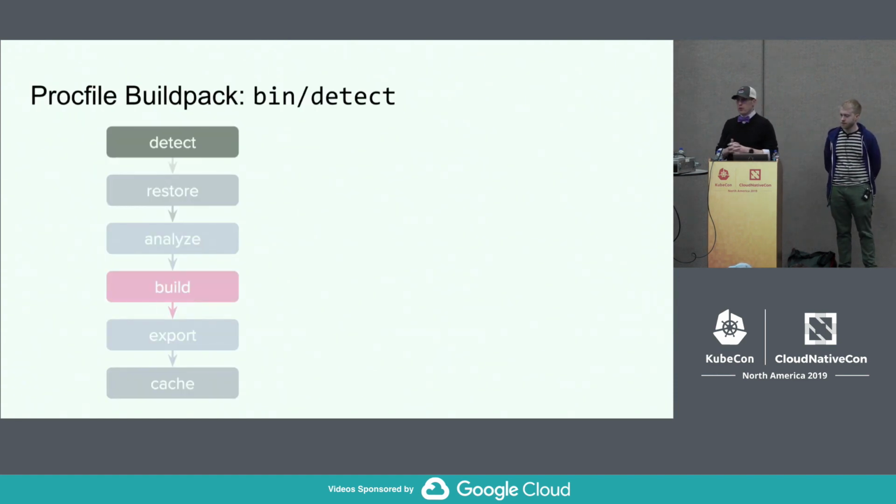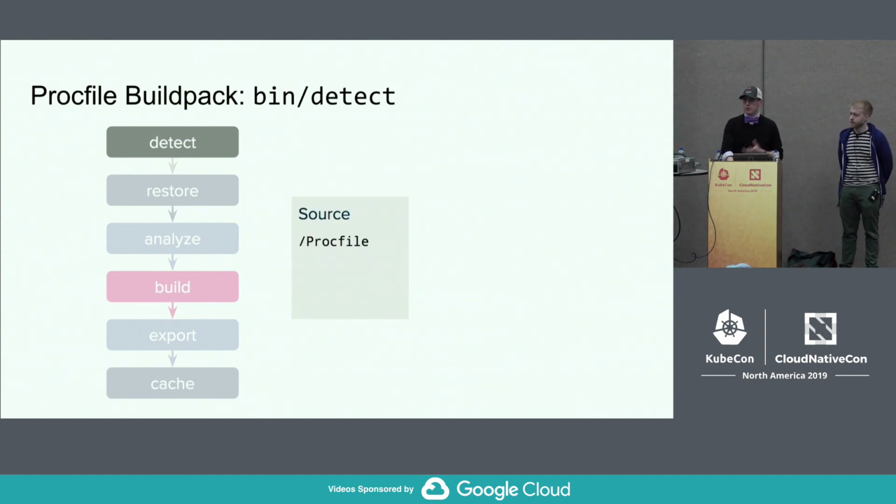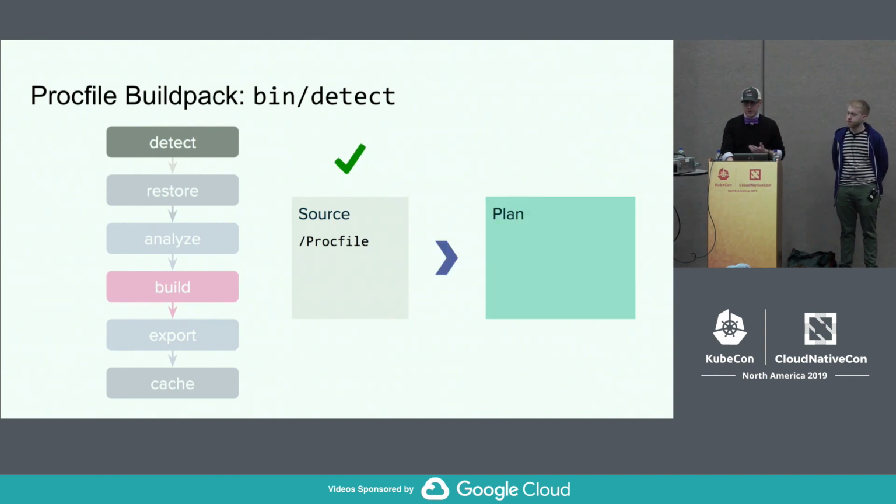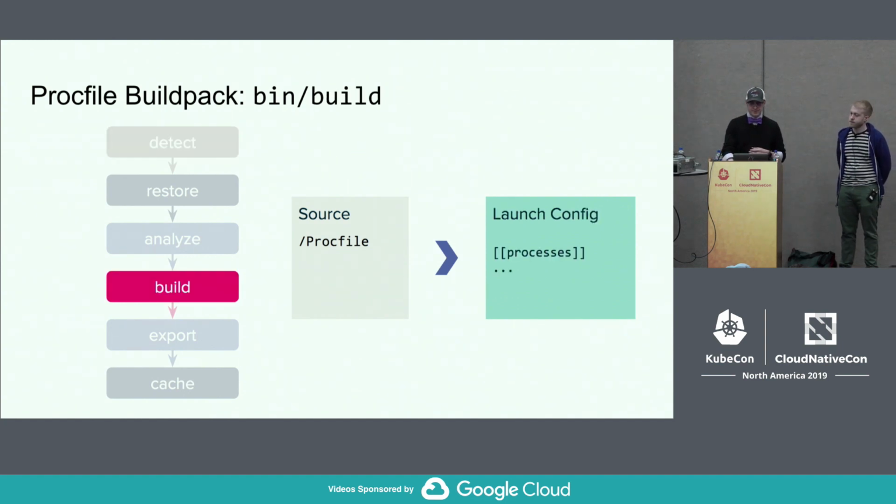So the detect script for the Procfile buildpack is very simple. It looks at the source code repository for a Procfile. If it sees that, it passes. If it does not, it doesn't pass. It doesn't contribute anything to the build plan because it's not creating or providing any components.